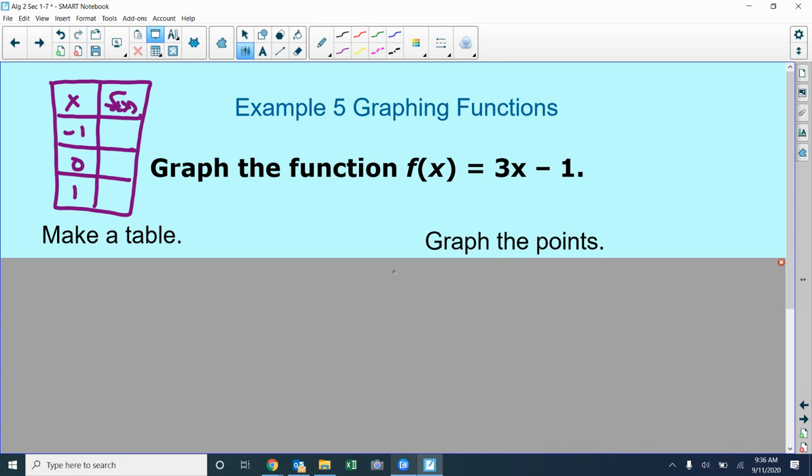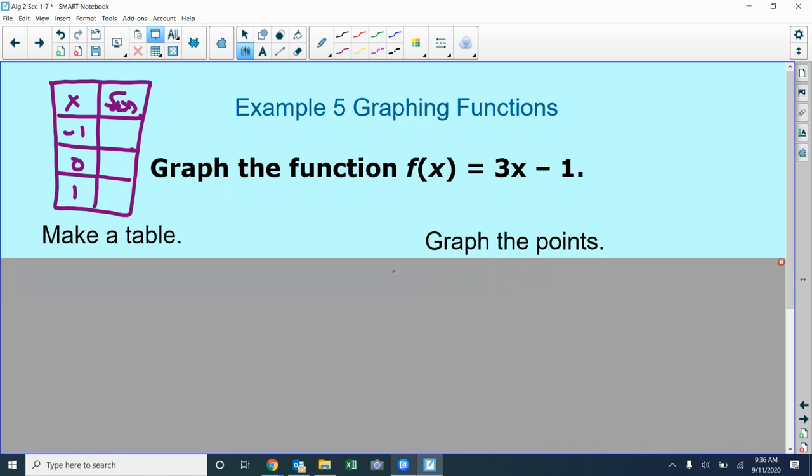Okay, so now you're gonna evaluate. Evaluate -1, 0, and 1. And then see if you can just sketch a little graph of just those 3 points, okay? And then we have 2 more problems and we're done.